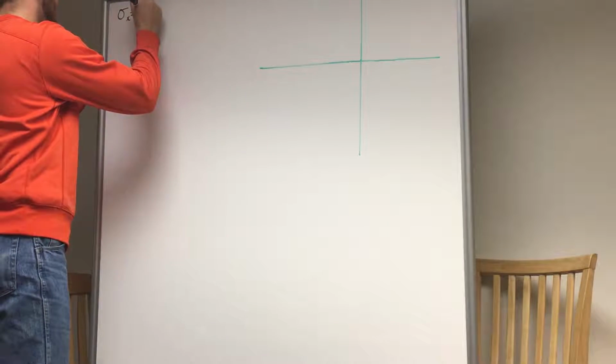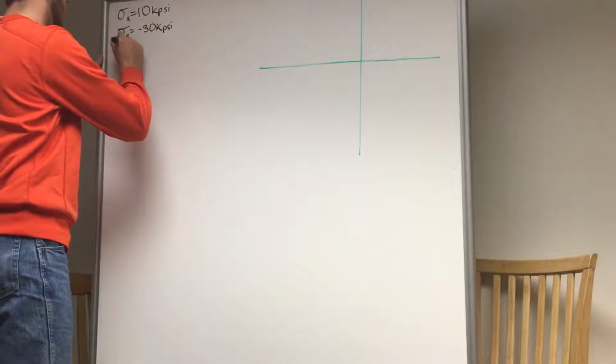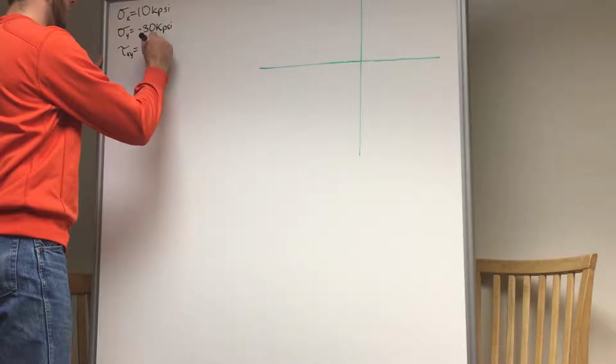Sigma x is the normal stress in the x direction, and sigma y is the normal stress in the y direction, and tau xy is the shear stress in the xy plane.